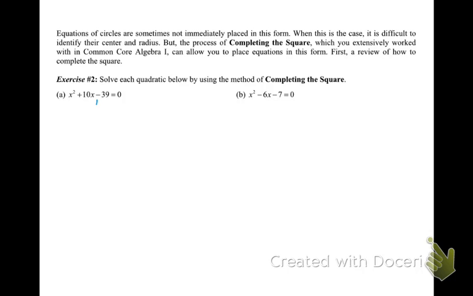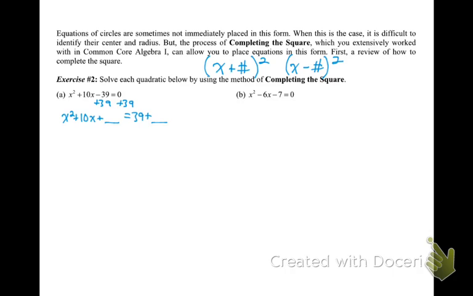So what I'm going to do is add this 39 to both sides. And when I do that, I'm going to leave a little blank after the x squared plus 10x. Because the goal in completing the square is to write an expression where it's some quantity of x plus some number to make a perfect square. Or you might want to have x minus some number quantity squared.